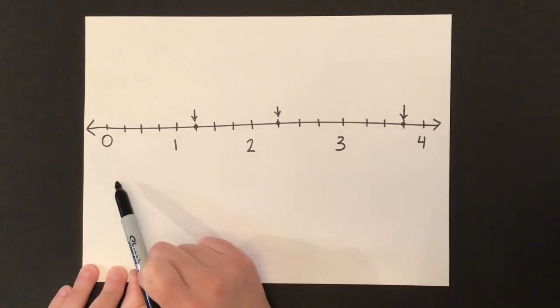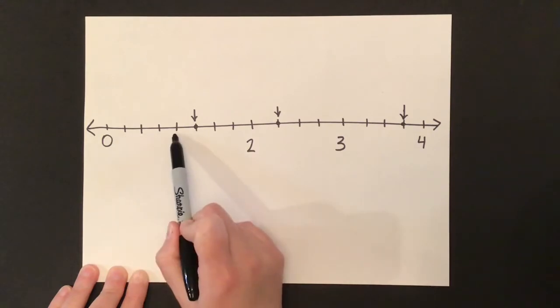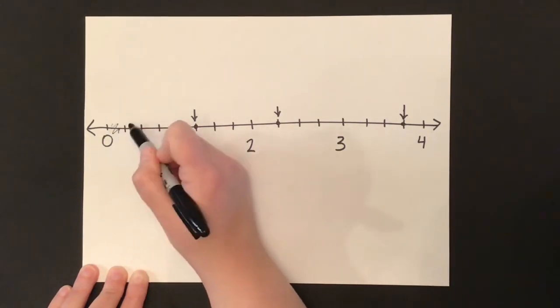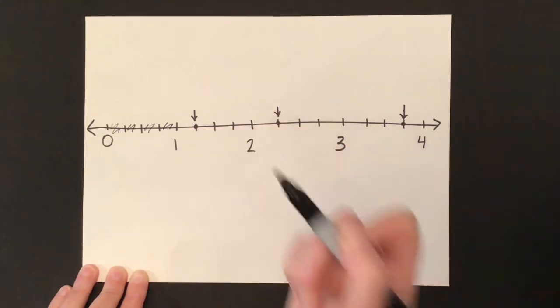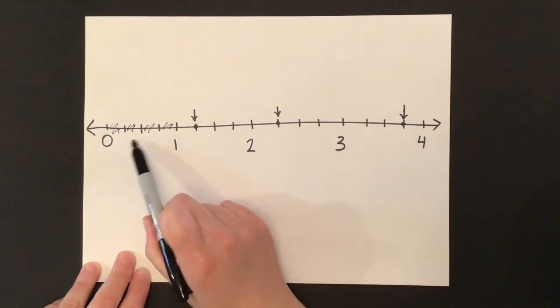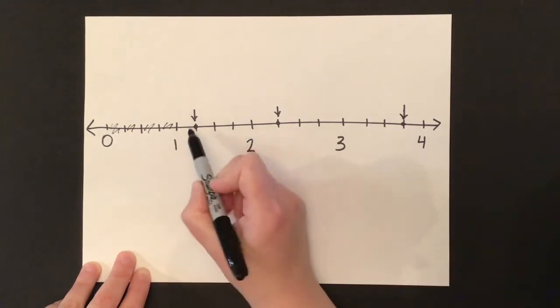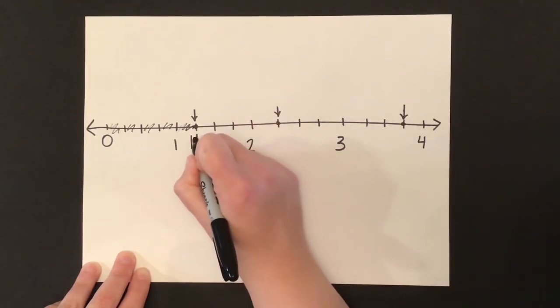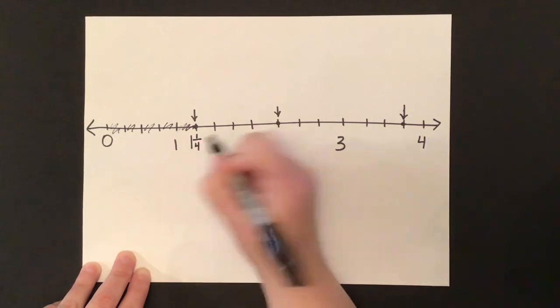I'm going to look and see how many pieces the whole has been split up into. We've got 1, 2, 3, 4. So we are working with fourths. I could say that this is 1 whole. This is 1 piece past the whole, so this is 1 and 1/4.